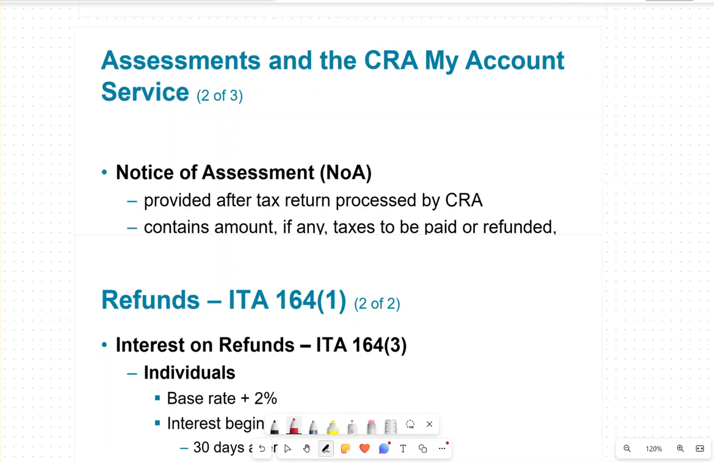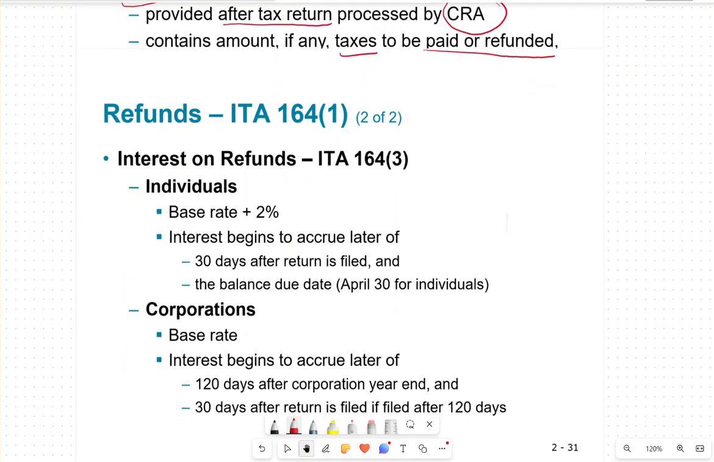NOA is a notice of assessment. You can get it from your My Account. Why is it important? If you need a loan or if you're buying a house, you do need that notice of assessment to qualify for the loan. When you file your taxes, the CRA gives it to you. It tells you how much money you owed, how much money you made, and what your refund is.